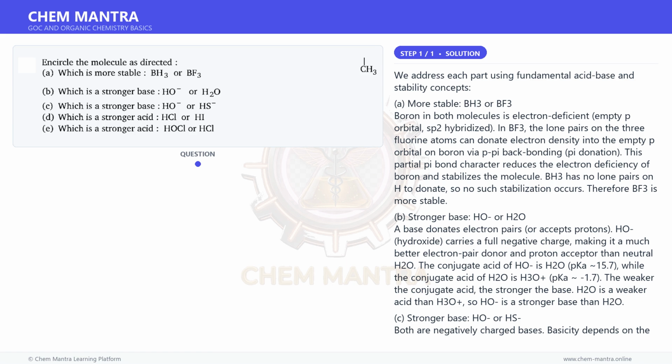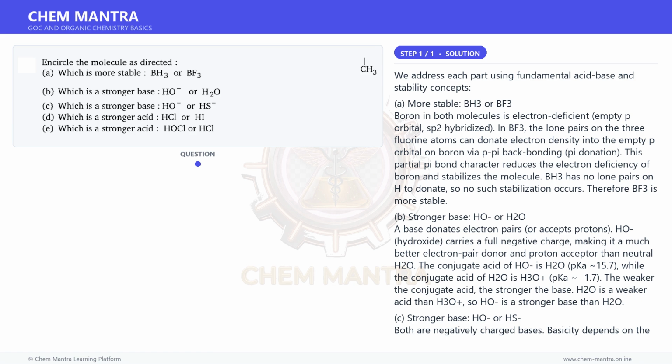E. Stronger acid, HOCl or HCl. HOCl is an oxyacid, hypochlorous acid, while HCl is a binary acid. HCl is a strong acid, essentially fully dissociating in water, pKa -7, whereas HOCl is a weak acid, pKa 7.5. Despite HOCl having an electronegative oxygen that withdraws electron density, HCl's bond is direct and the chloride ion formed is highly stable, making HCl dissociate far more readily.